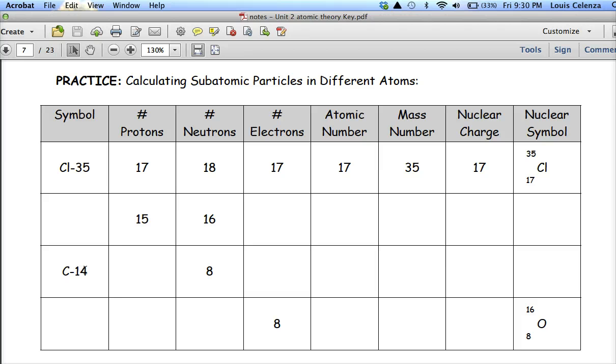Same protons, different mass. So, and again, if you go to the periodic table, what you're going to notice is that the atomic number of chlorine is 17, and its mass is 35. So it has 17 protons. If you subtract the mass and the atomic number, it's going to be 18 neutrons. The electrons will be the same as the protons. Atomic number is 17. Mass number is given, it's 35. Its nuclear charge is the same as number of protons, and that would be the nuclear symbol that you see there.